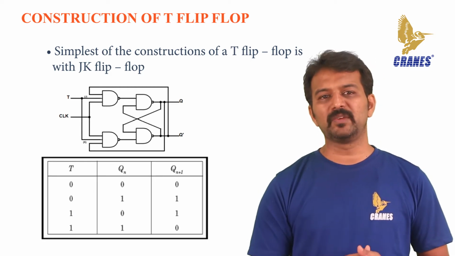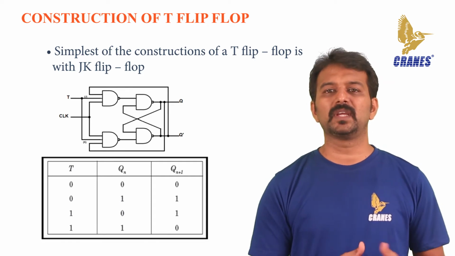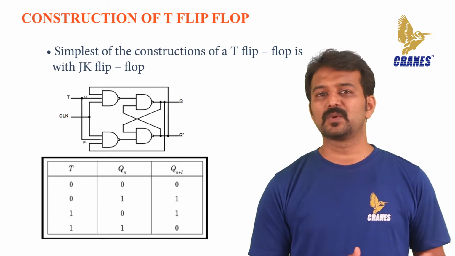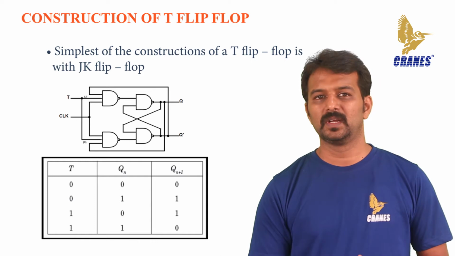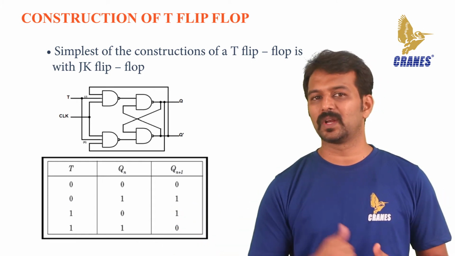The operation of the T flip-flop is as follows: when the T input is low, the next state of the T flip-flop is the same as the present state. When T is equal to 0 and the present state is 0, then the next state is equal to 0. If T equals 1 and the present state equals 1, then the next state is equal to 1.